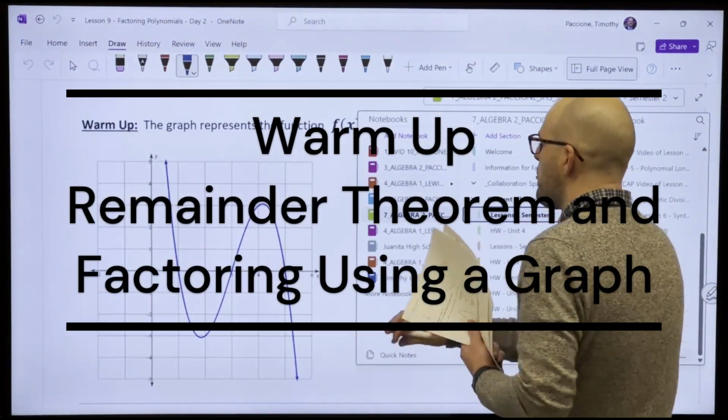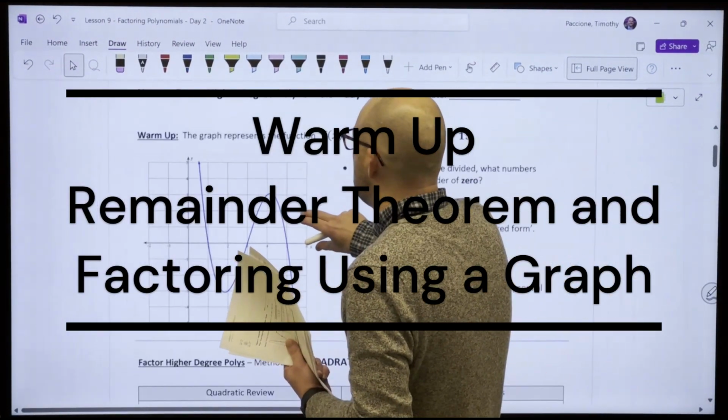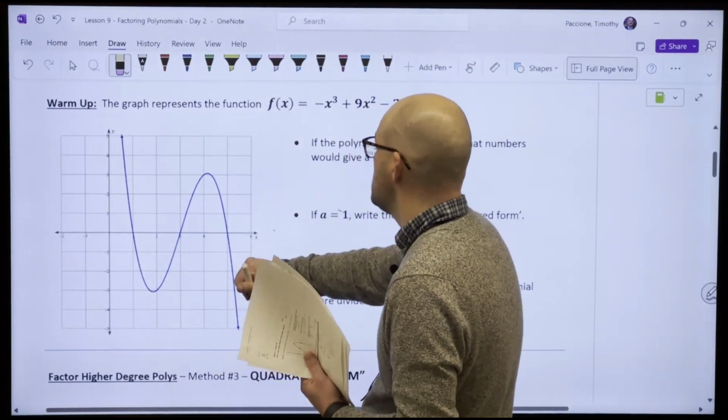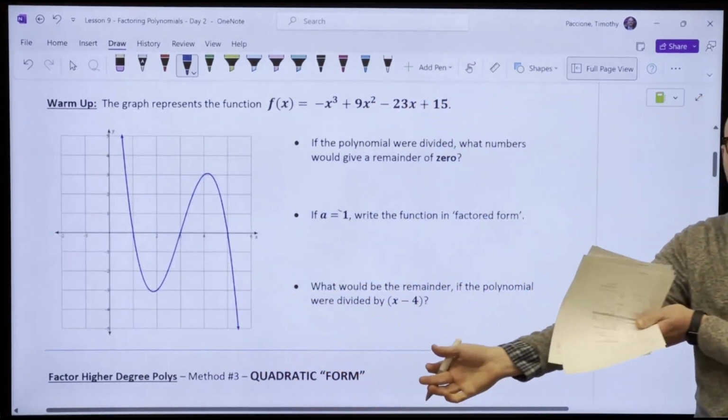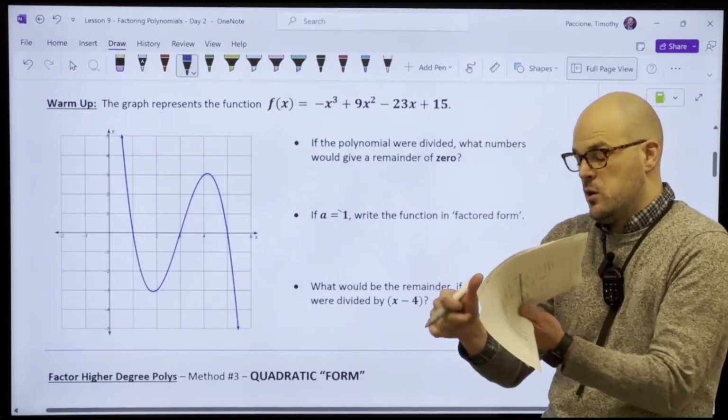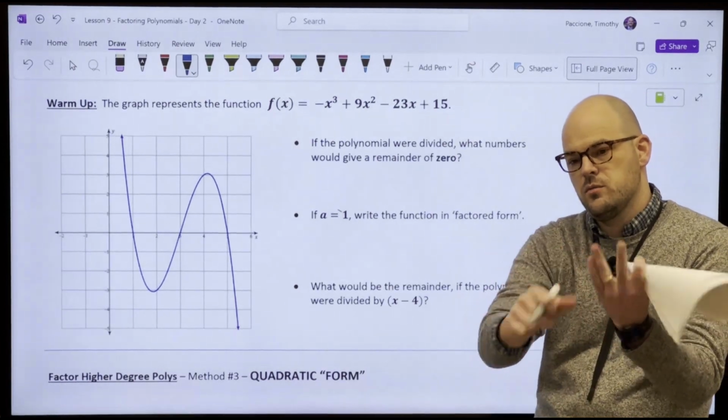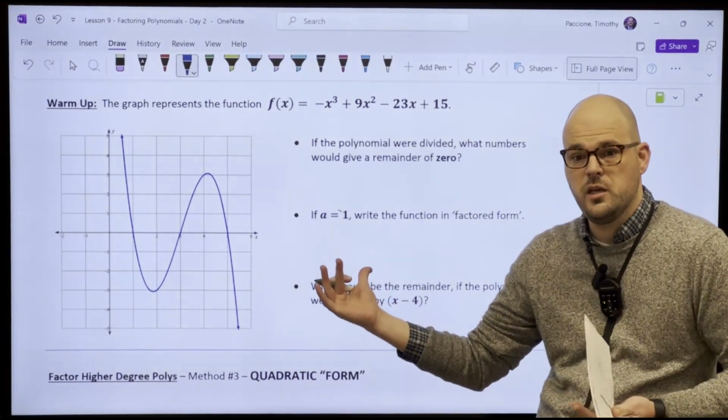All right, so remember I said you can factor using a graph. So this is that process, right? In the homework we did grouping, GCF, synthetic division. This is the fourth one that you know.